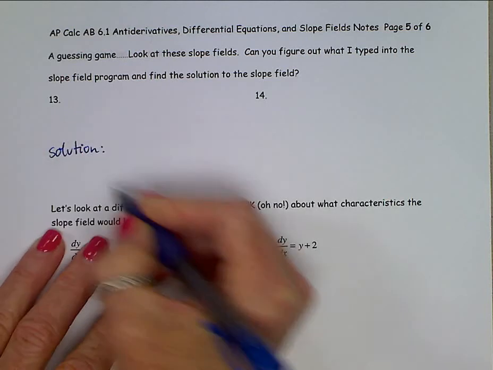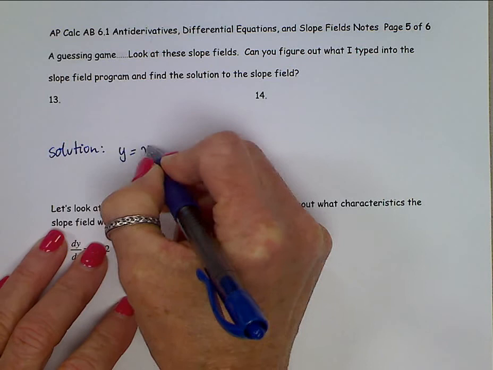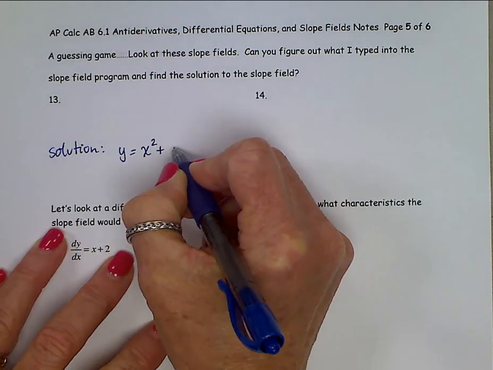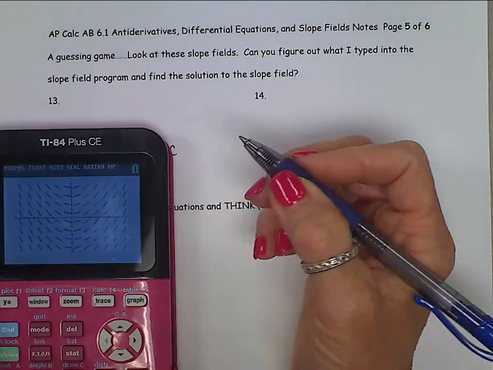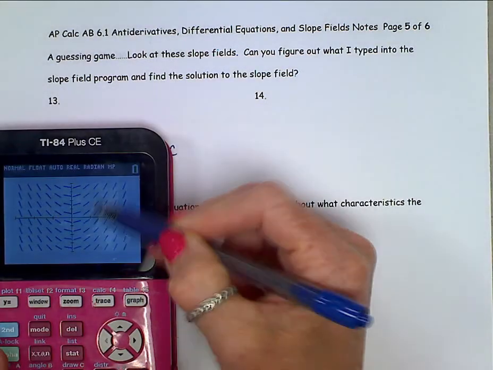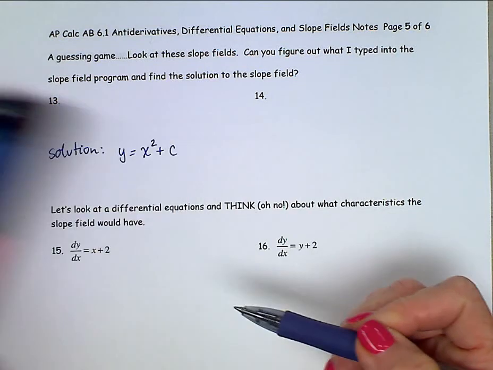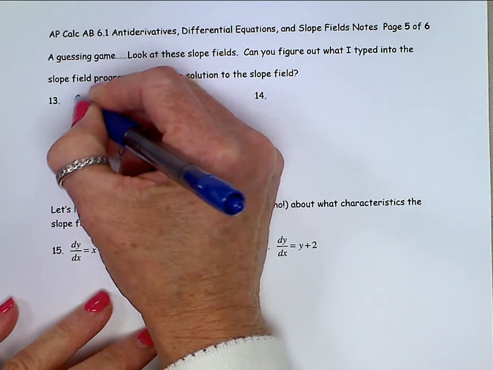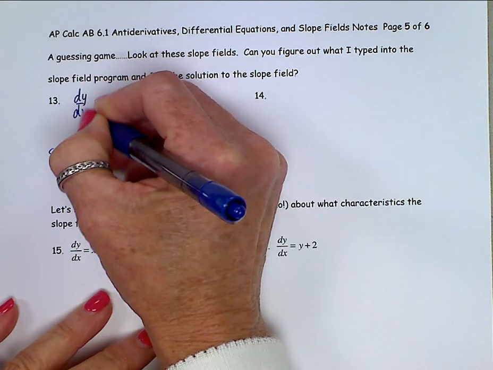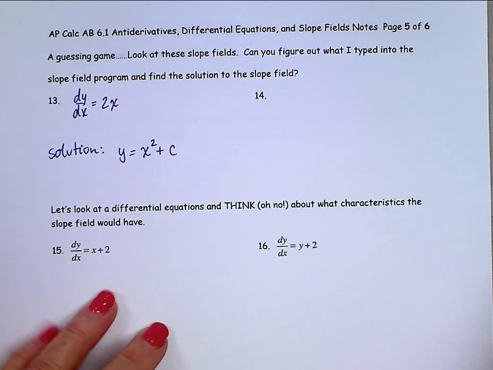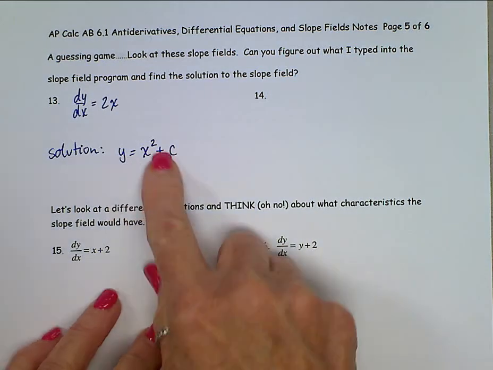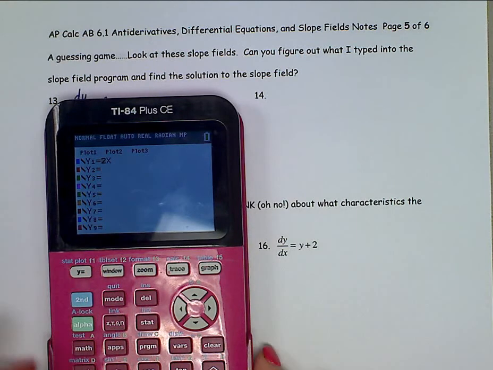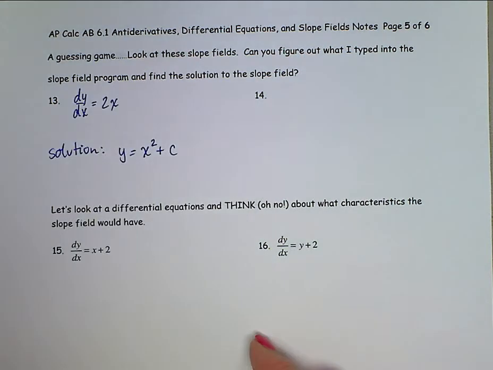So the solution to this slope field, what do we see? We see a parabola or a quadratic, y equals x squared, and then all these different parabolas varying by some constant c, raising up that vertical shift, which means what did I type into the program? I typed in dy dx equals 2x. That's the derivative of x squared. Let's see, 2x. Yes, that is what I typed in. All right, let's look at another one.